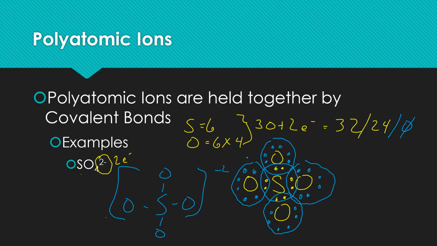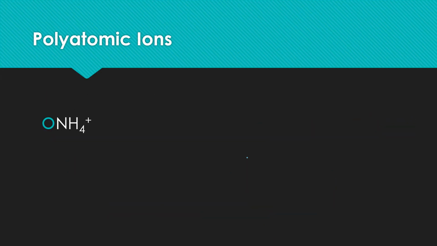Try a couple more. Let's look at NH4. Now this means I'm going to lose 1 electron, because the way something becomes positive, it loses electrons. So I'm going to lose electrons here. Nitrogen has 5. Hydrogen has 1 times the 4 atoms. It means I have 9 to work with, minus 1 electron, which means I only have 8 to work with.